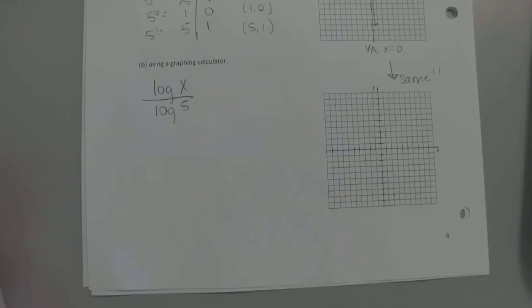Let me double check at the end to see what's going on, okay? Because it might just be you're zoomed out too much. Will you hit zoom, the middle button, after you hit graph? Hit zoom, and then, what is it, standard 6?